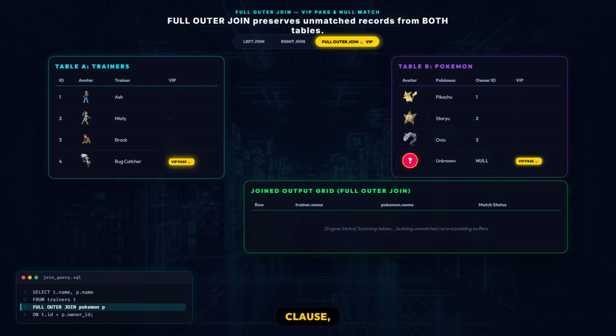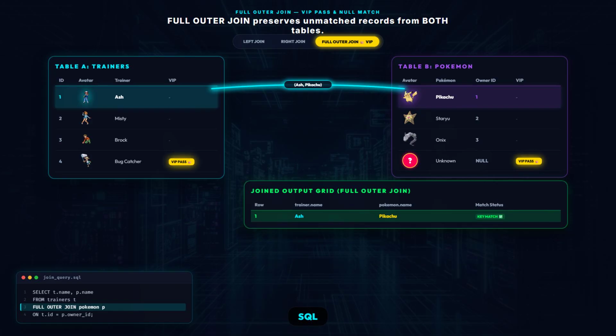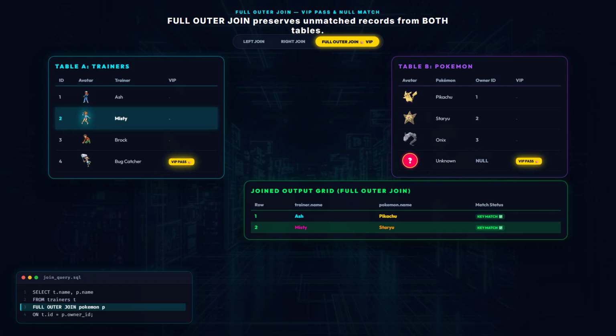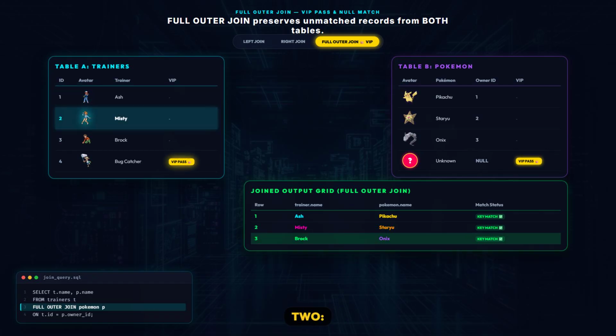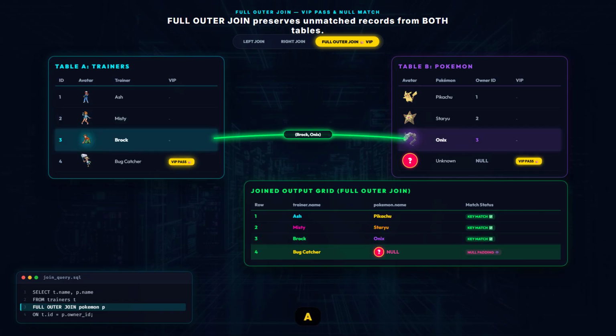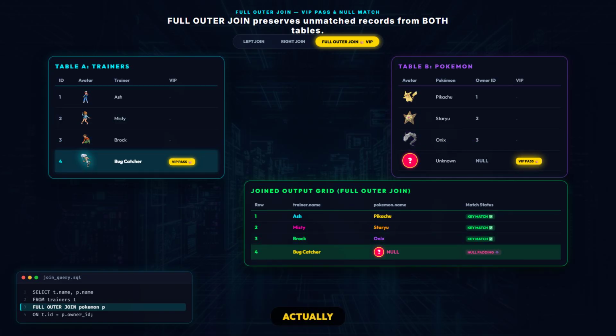And lastly, what does a full outer join do? Well, it makes both tables VIP. Every trainer and every wild Pokemon will stay on the list, and any missing data on either side will just get a, I don't know, a null.